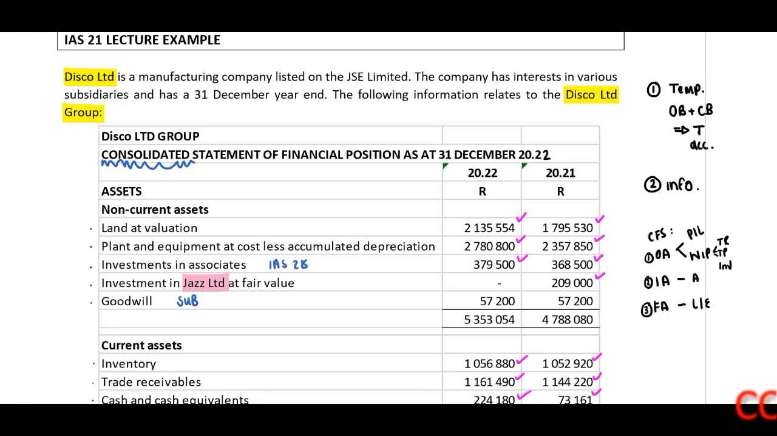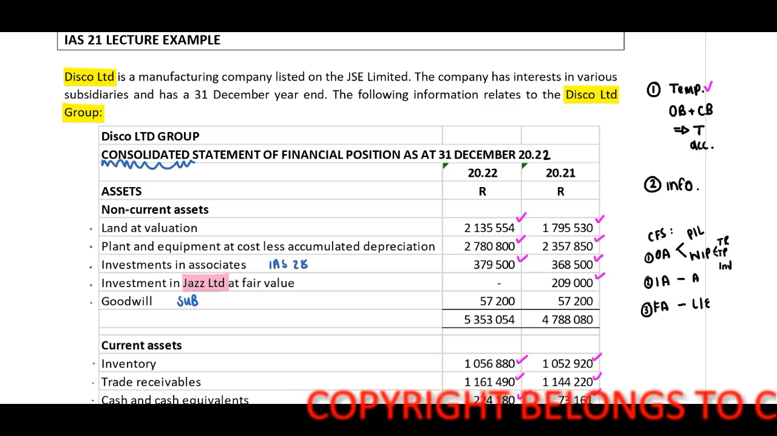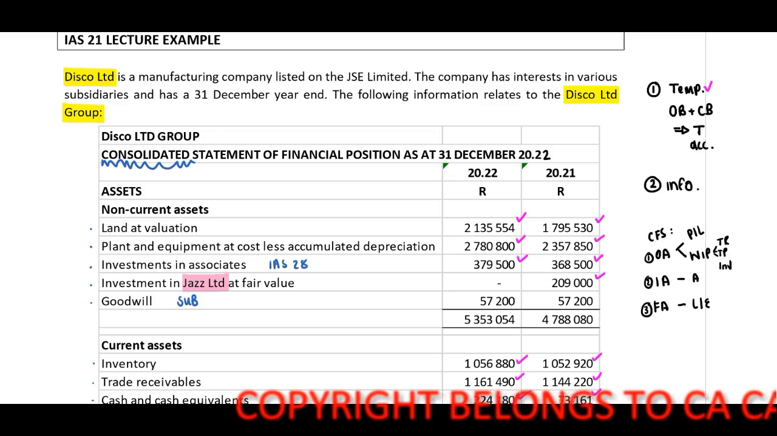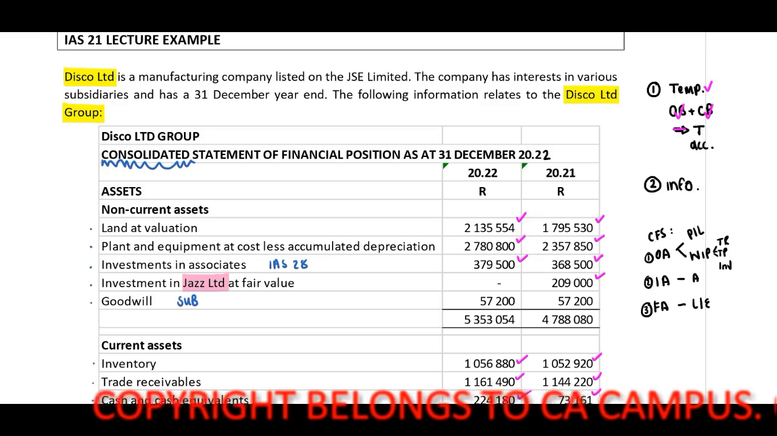Welcome back to our lecture example, Disco Limited. I assume that you have included your template in terms of your cash flow statement and your T accounts. Remember your plan of action. I assume that you have transferred your opening and your closing balances to your T accounts.